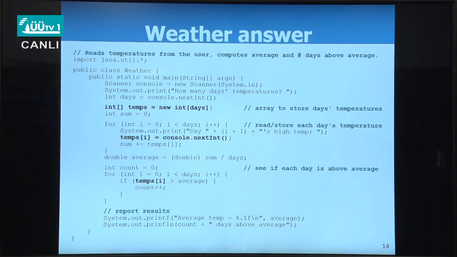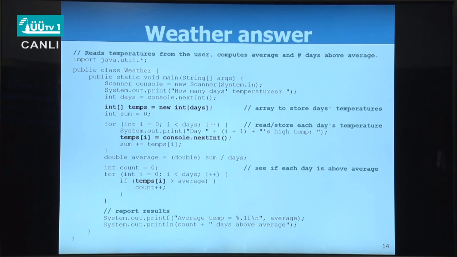In order to read this value, we have to define a variable called days. Then days is equal to console.nextInt(). At this point, the user will type 7 and press enter, and this value will be stored in the days variable. This was our first job. Now it is done. The next thing, we have to define an array with days number of elements. So if days is equal to 7, we have to define an array with 7 elements. This is what is done in int[] temps = new int[days]. So we define an array with the given number of days.